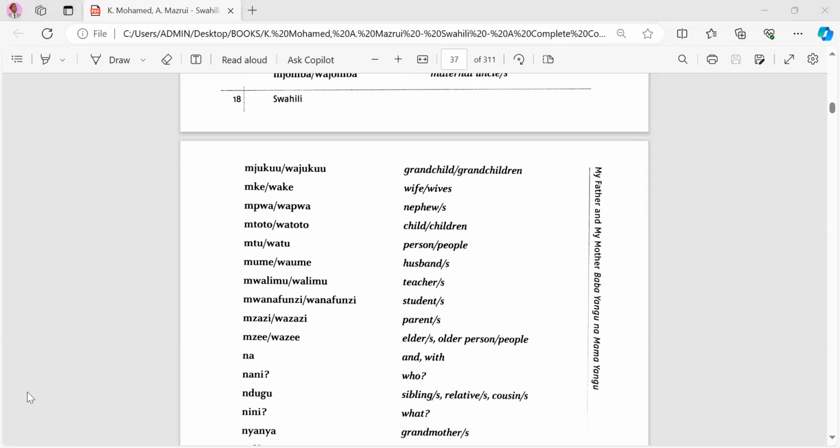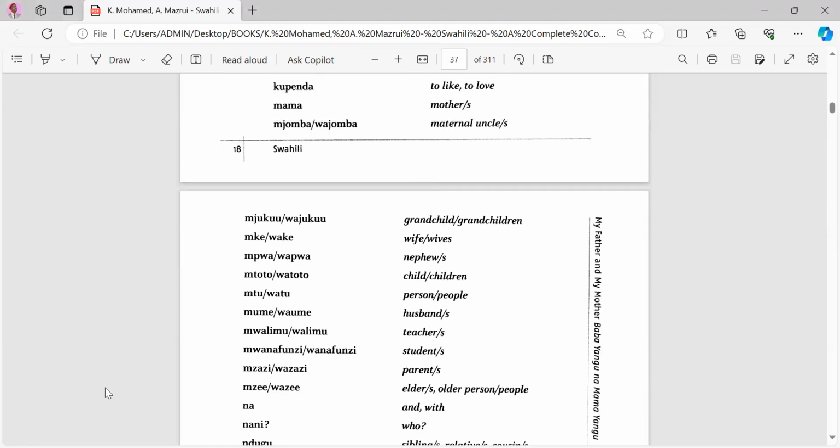Any other concern? I'm trying to scroll to see whether somebody has an issue anywhere. So children is Mako, was it? Mtoto. Child is mtoto. Not Mitoto, it's Mtoto. If there are many, you call them watoto.